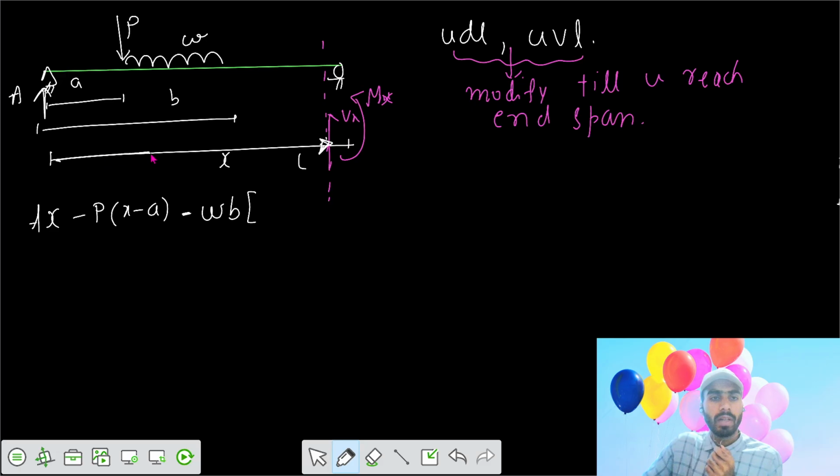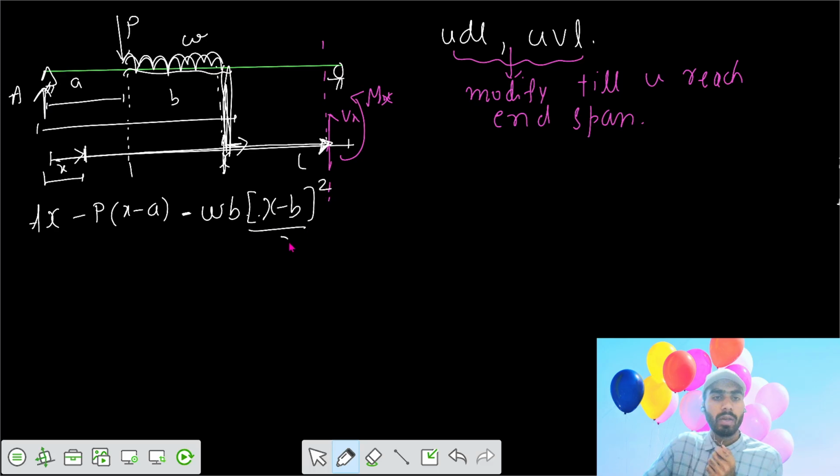So your value is in that going at any point. You don't know up to which point the value of loading intensity is that. If you say I am here, that X is only here, the effect of W into X minus A, we don't know where the W into X minus A is acting. And if you cross this line point B, after that your loading is not continuous, but your equation would be there, that for this span you can write X minus B whole square by 2. You can write this way.